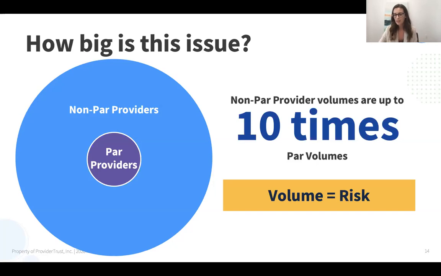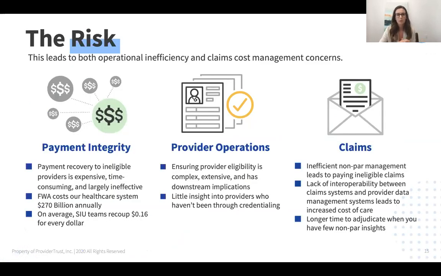So let's look at what this risk really looks like across your organization.